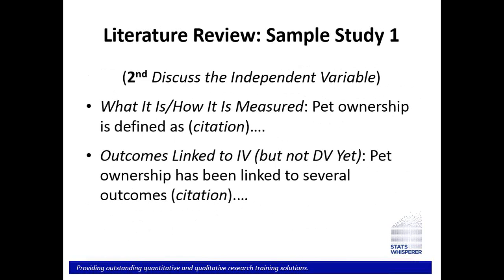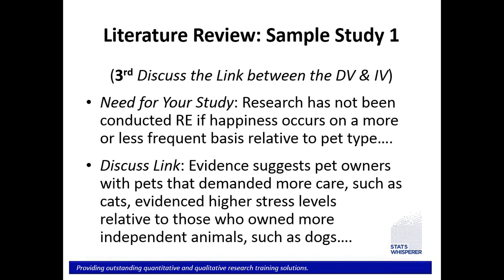Second, we want to discuss the independent variable, what it is, how it's measured. So pet ownership is defined as, then we have our citation, how have other researchers looked at pet ownership and defined it. Outcomes linked to pet ownership, but not the dependent variable yet. So pet ownership has been linked to several outcomes, such as beneficial psychological effects, and then a citation, and so on.